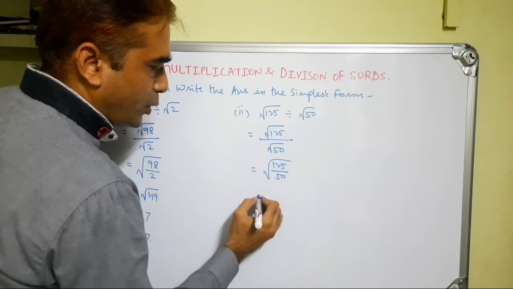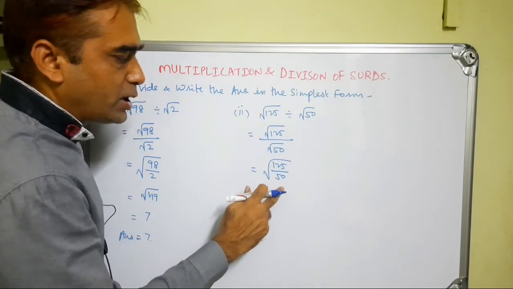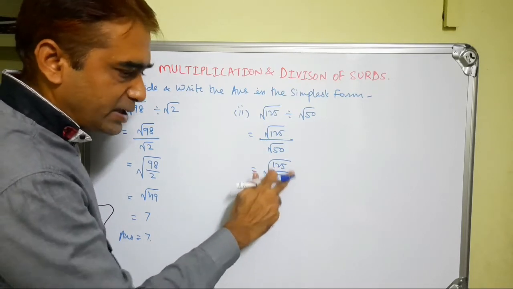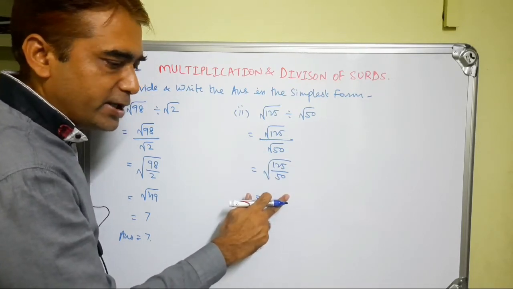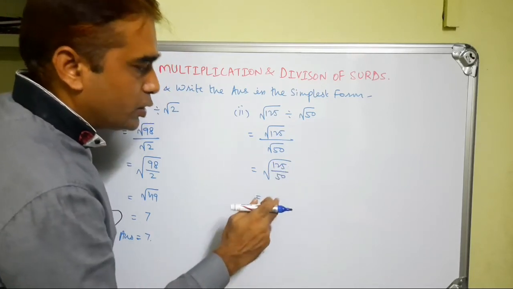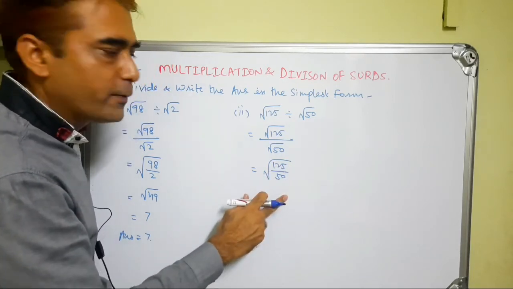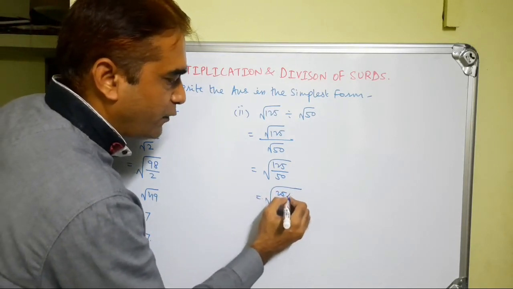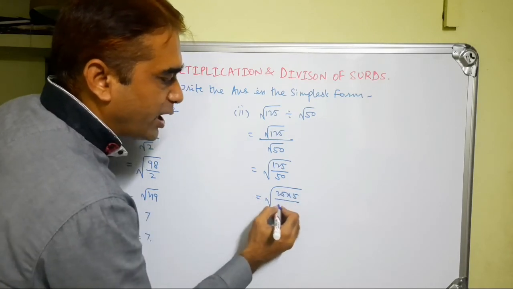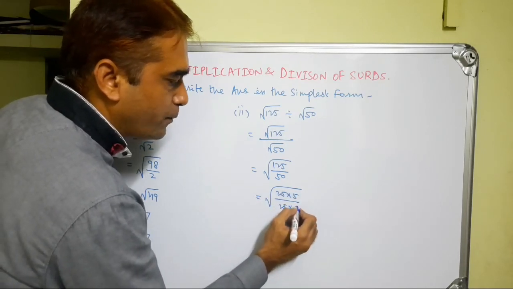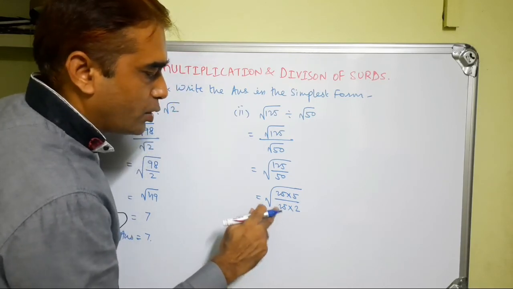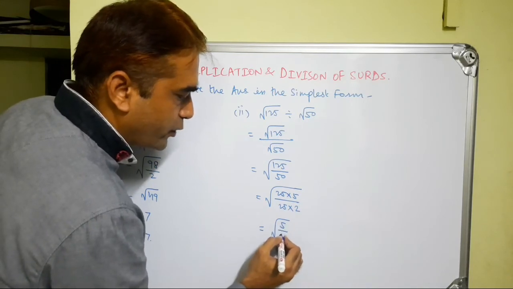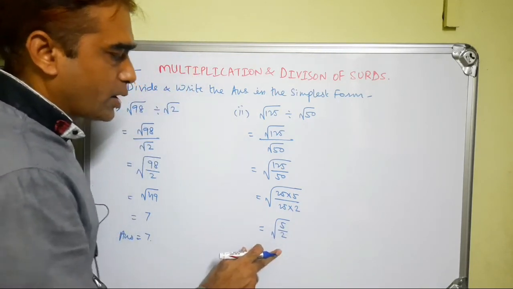125 upon 50. Now what are the common factors of these two numbers? Common factor is 5, or bigger than that, common factor is 25. So we'll divide both the numbers by 25. We can write 125 as 25 into 5, and 50 can be written as 25 into 2. So 25 and 25 cancel out. The remaining numbers are square root of 5 upon 2. So this is the answer.